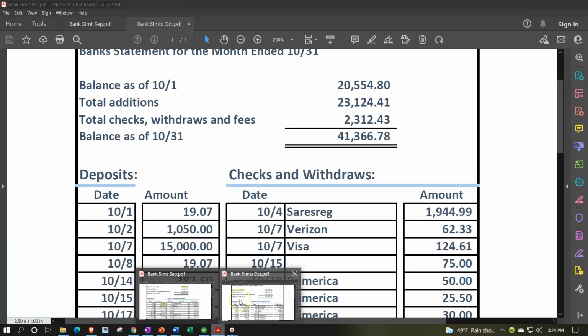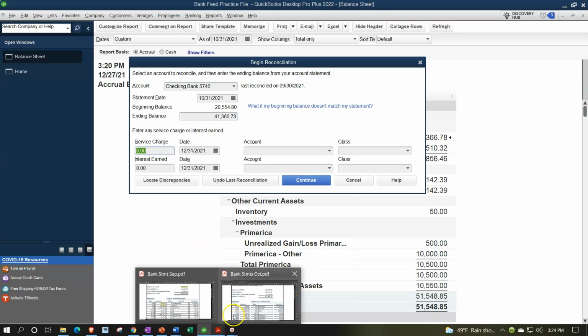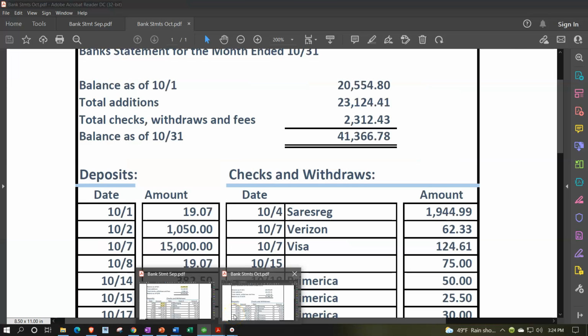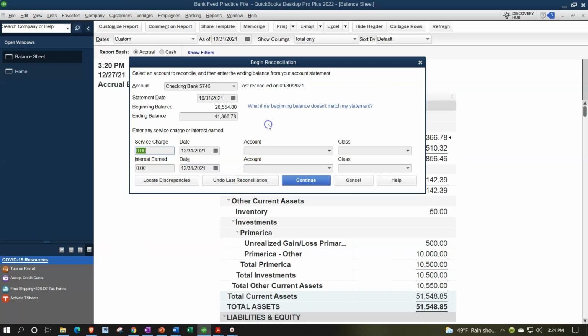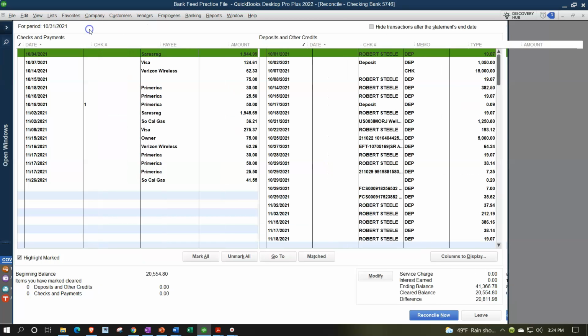That's going to be then the 41,366.78. So 41,366.78, is that right? I forgot already. 41,366.78. Yeah, I was right. I know I was right. I know what I'm talking about here. So we're going to then continue on, and I'll minimize this on the left-hand side.